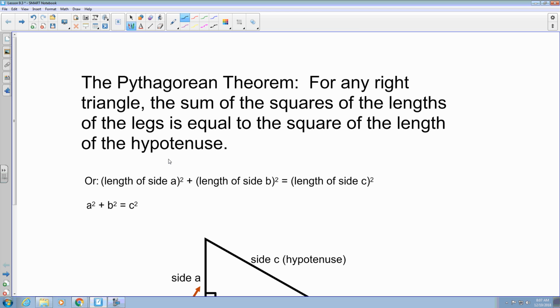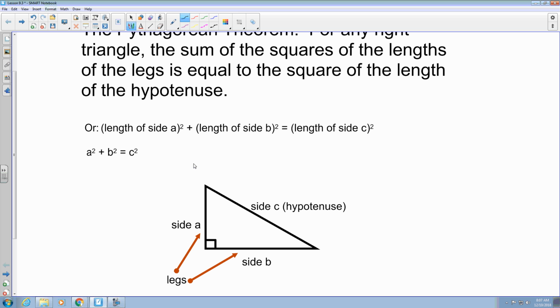Okay, we are in section 9.3 where we are going to use the Pythagorean theorem. If the Pythagorean theorem is new to you, it is derived from a right triangle. Right triangle means that one of the angles is a 90-degree angle.